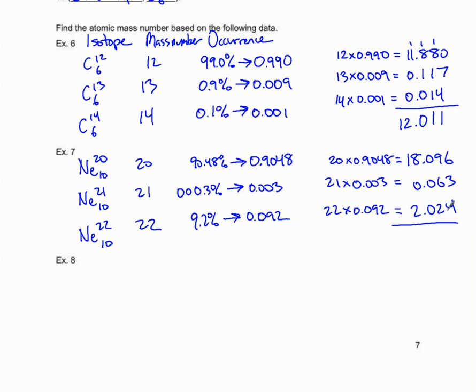So we have these 3 numbers, we're going to add them together. And we get 20.183. Now take a look at your periodic table. It's probably something ballpark, close, 20.183. The periodic table on the wall in the classroom says 20.1797. There's going to be a little bit of variation, but they should all be close.